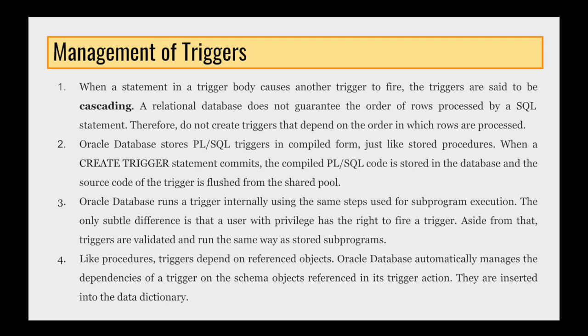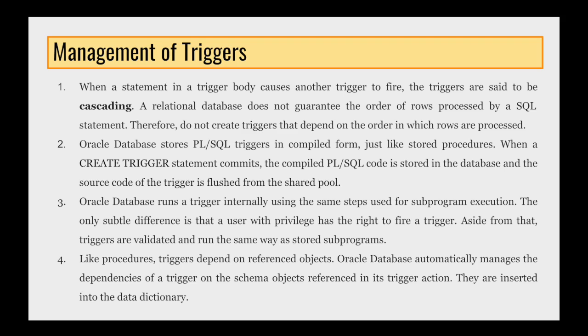So now I would like to talk about the management of triggers. When a statement in a trigger body causes another trigger to fire, the triggers are said to be cascading. A relational database does not guarantee the order of rows processed by a SQL statement. Therefore, do not create triggers that depend on the order in which rows are processed.